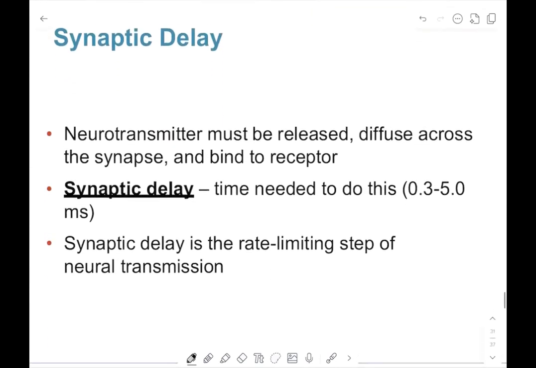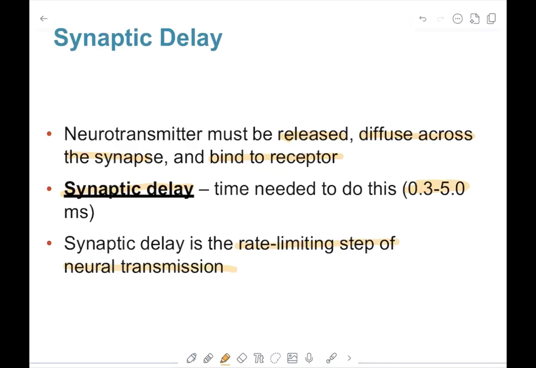Now, occurring at the synapse, there is what we call synaptic delay, and this means that the neurotransmitter must be released, it must diffuse across the synapse and bind to the receptor. So there's a time delay of about 0.3 to 5 milliseconds, and it's a rate limiting step of neural transmission.